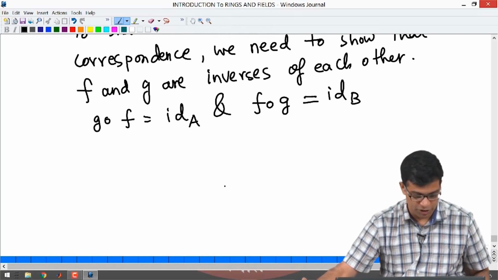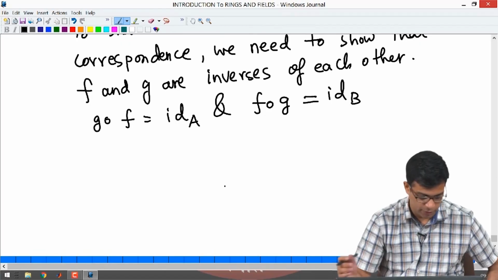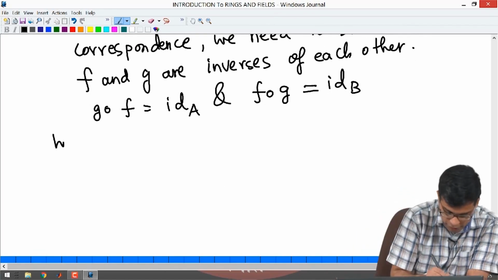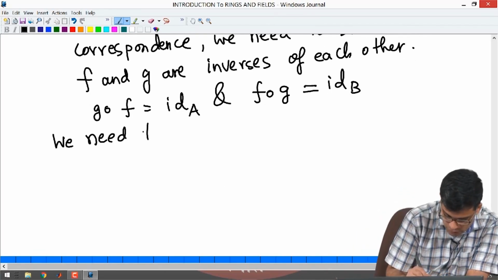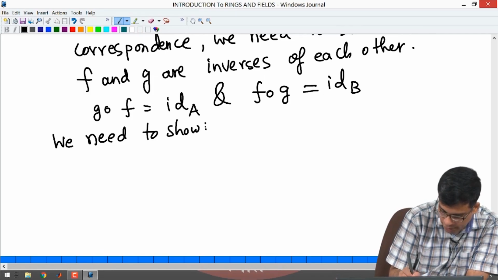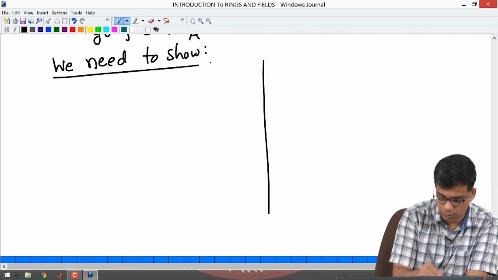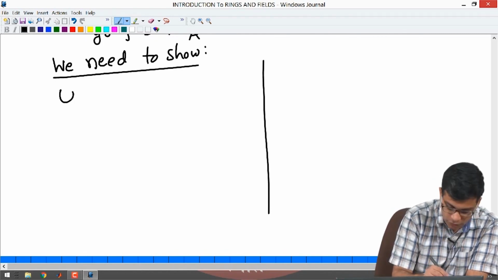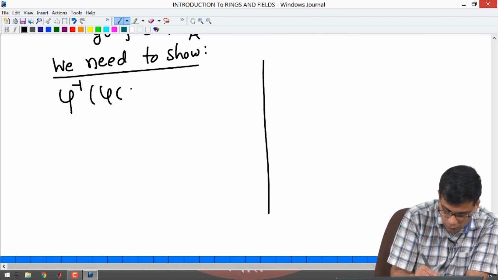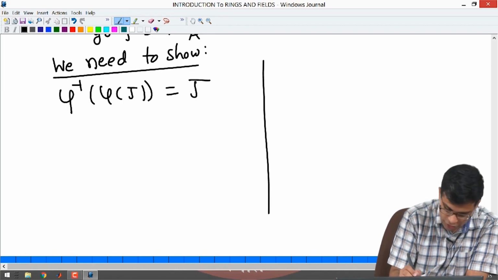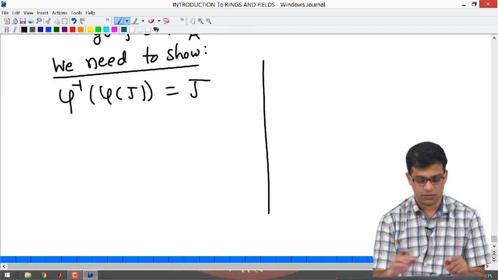In terms of the definition of f and g that we had earlier, we need to show two things. I will write them here and check them. First is phi inverse of phi of J is J. This is one of these things.